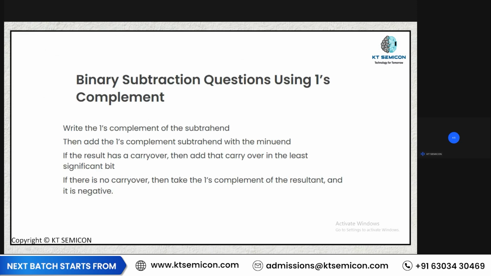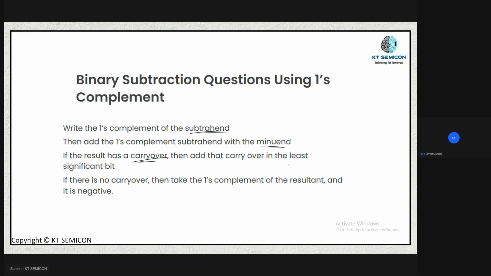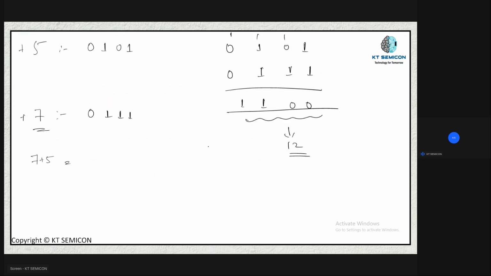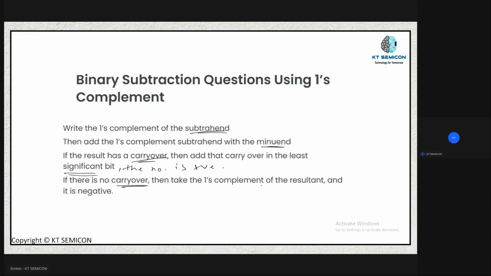In the case of ones complement addition or subtraction, we are going to write down the ones complement of the number having a negative sign, that is our subtrahend, and then we are going to add the ones complement subtrahend with the minuend. Now, if the resultant has a carryover, then add the carryover in the least significant bit, and the number is positive. And if there is no carryover, like the example we have seen, then the number is a negative number, and we need to take the ones complement of the resultant.